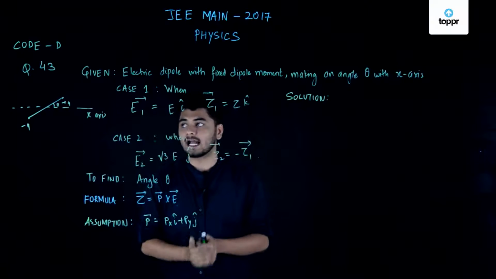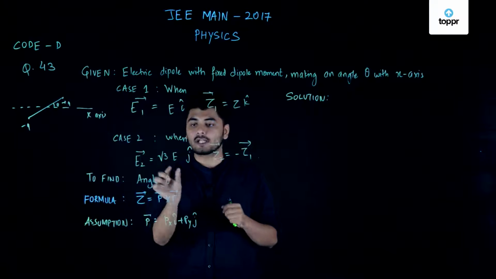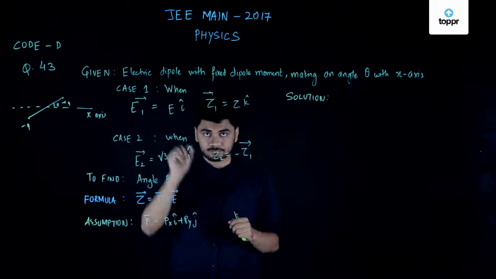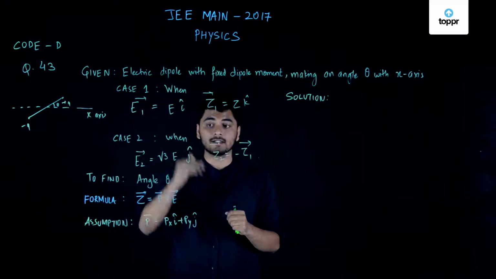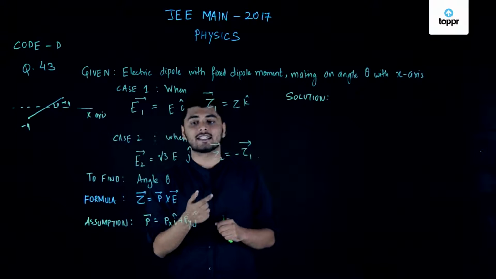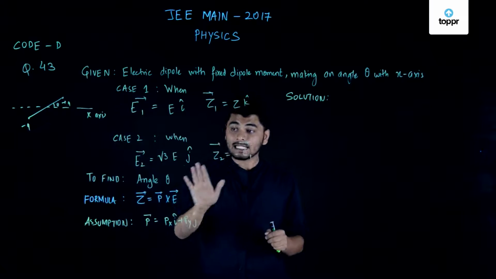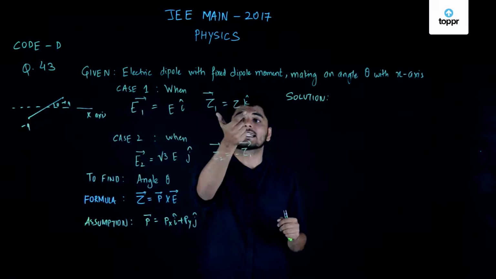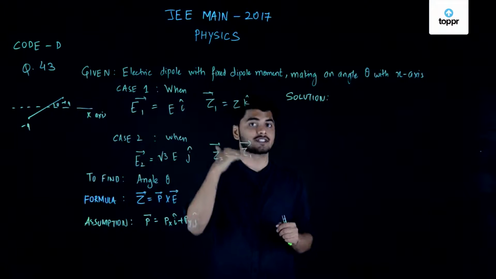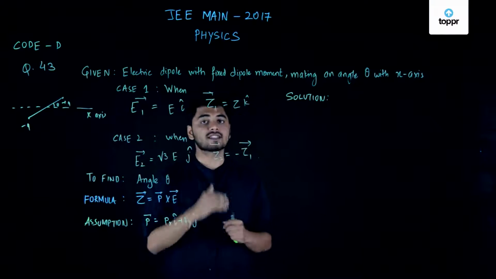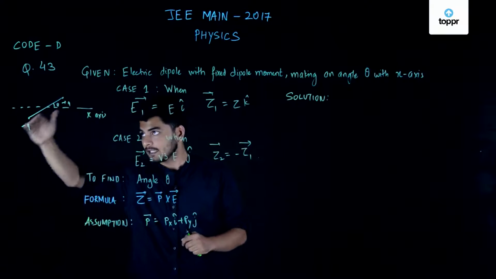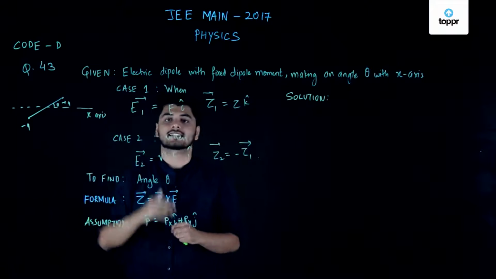The second case is that my electric field is now equal to root 3 times E, where E is the magnitude of the first electric field, but this is in the y direction, that is j cap. In that case, the torque experienced by this dipole is the negative of what it was in the first case. Using these two pieces of information, we have been asked to find the value of theta that this electric dipole makes with the x-axis.